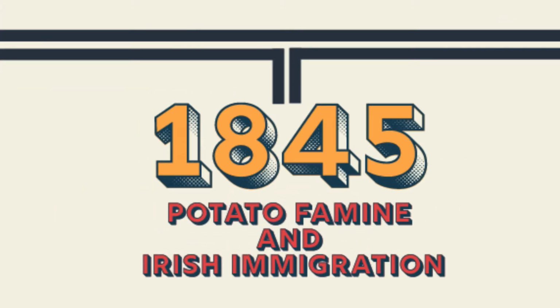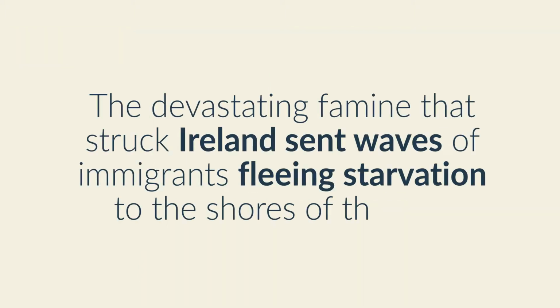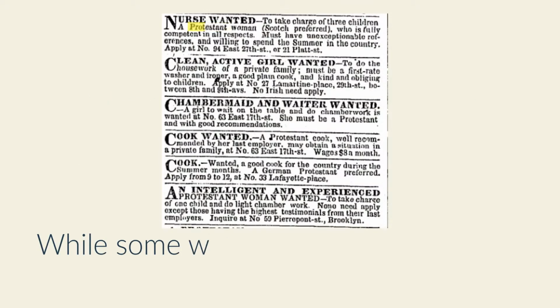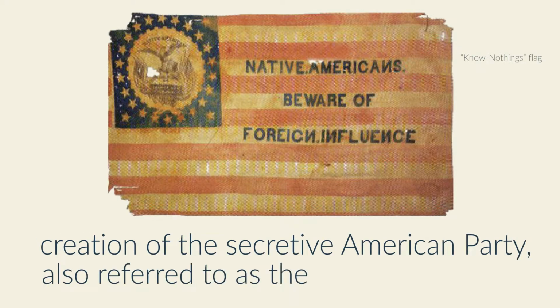1884, potato famine and Irish immigration. The devastating famine that struck Ireland sent waves of immigrants fleeing starvation to the shores of the U.S. While some welcomed the newcomers, a wave of xenophobia led to the 1855 creation of the secretive American Party, also referred to as the Know Nothings.